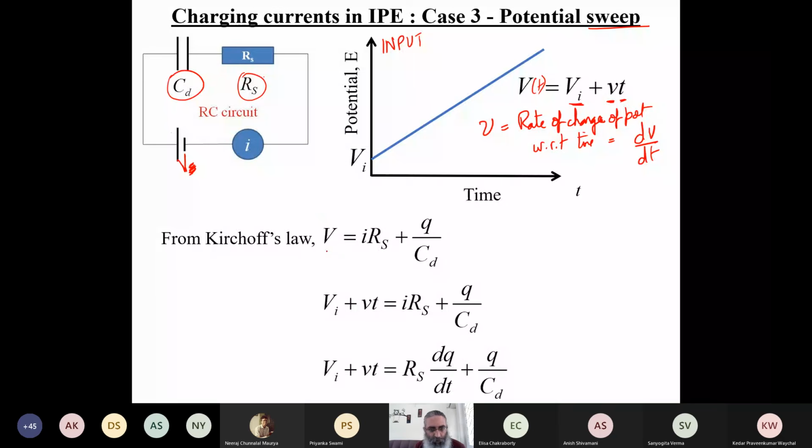So then again we go back to the same Kirchhoff's law, which says that the potential that is applied has to be distributed between the resistor in the circuit and the capacitor in the circuit, except that this potential is now itself a time dependent function, which is given by Vi plus nu t is equal to i Rs plus Q by Cd.